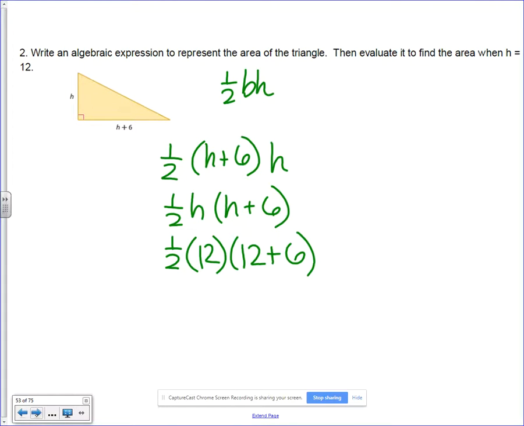So what's half of 12? What is 12 plus 6? What is 6 times 18?